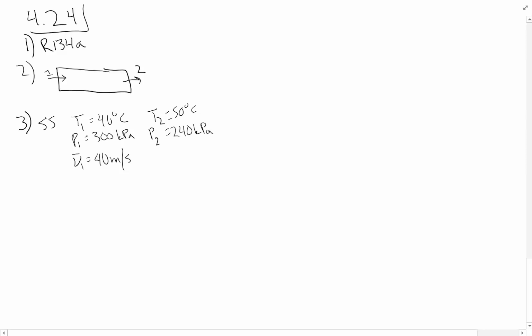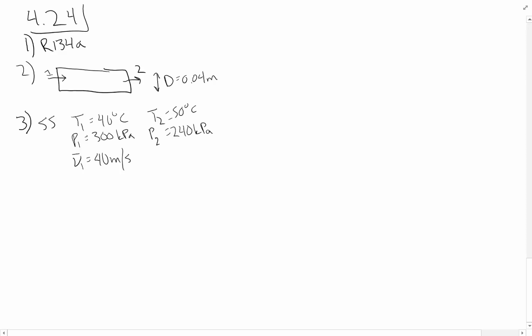Okay, so I'm already looking at this and I'm noting that I have temperature and pressure at the beginning, which means I have two properties, so I should be able to get all others. And I have temperature and pressure at the end, which means I still have two properties and I should be able to get all others. It also tells me that the pipe diameter is 0.04 meters, so D is 0.04 meters.